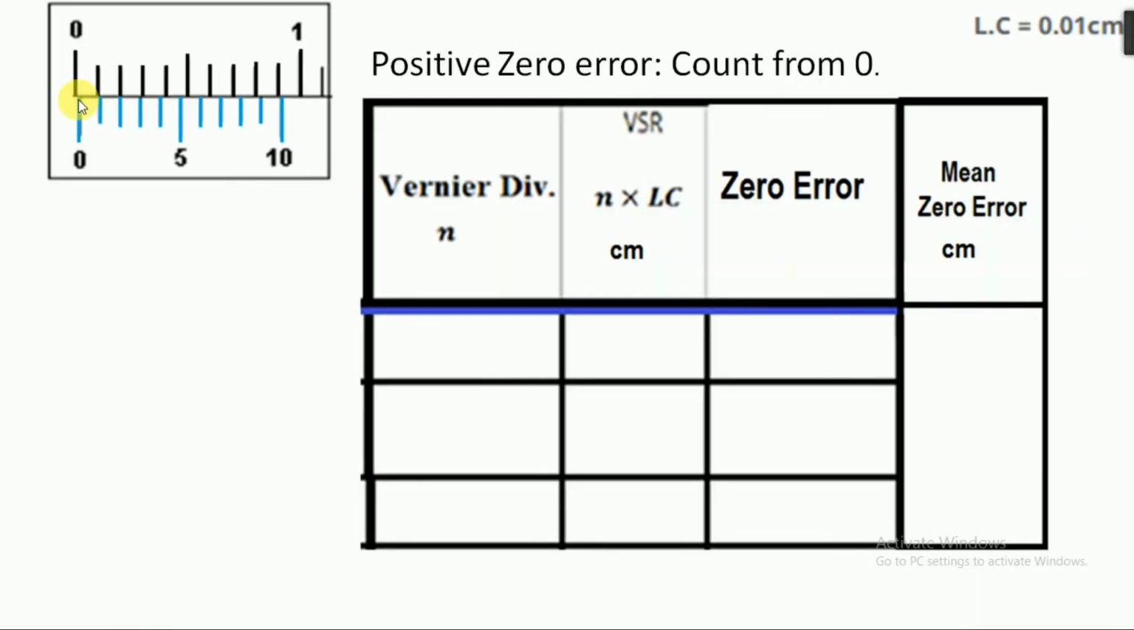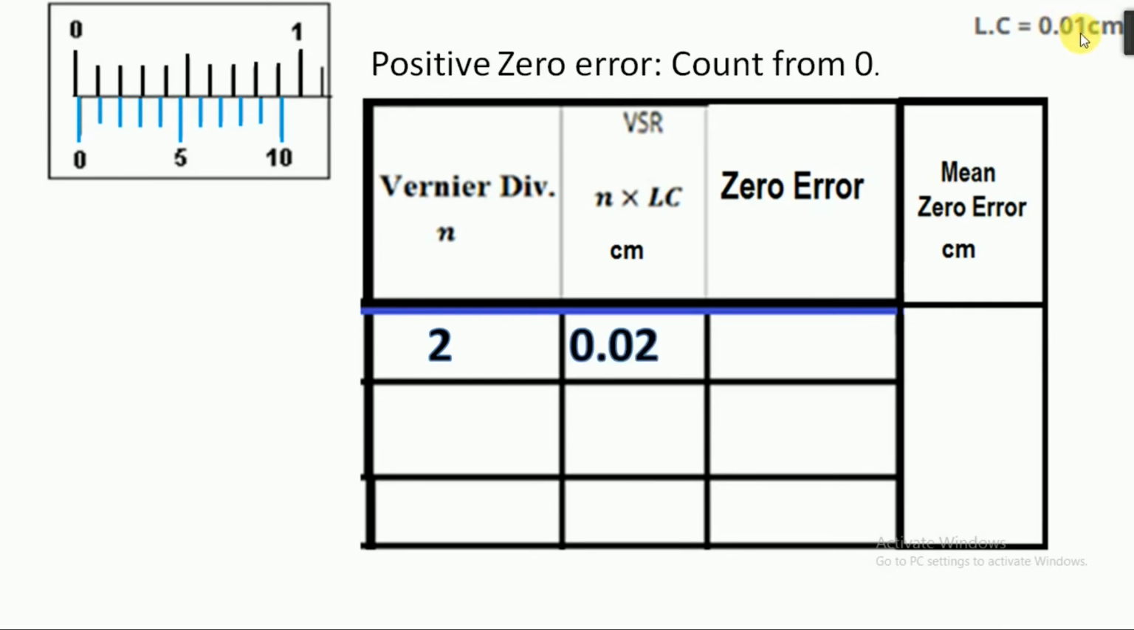So suppose we have a positive error like this, so we have to find the error 3 times and take the mean of the 3 errors. So right now you have to see the vernier scale reading. Out here the second division of the vernier is perfectly coinciding with one of the divisions of the main scale. So we have the second one, so I'll write 2. And the vernier constant we already know, 0.01 centimeter.